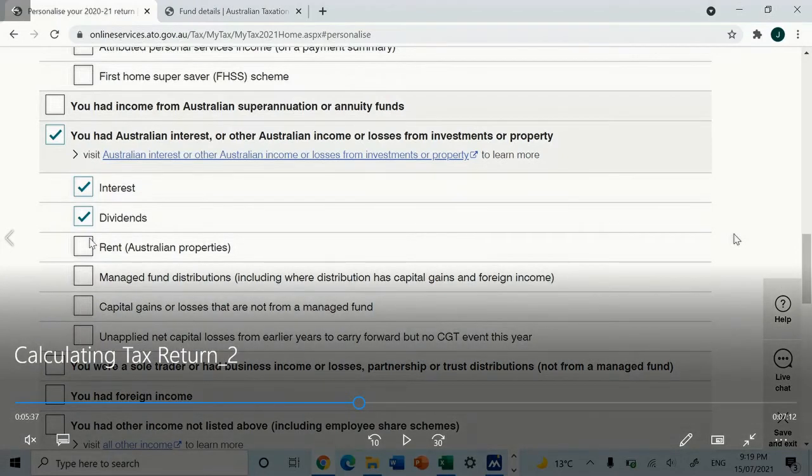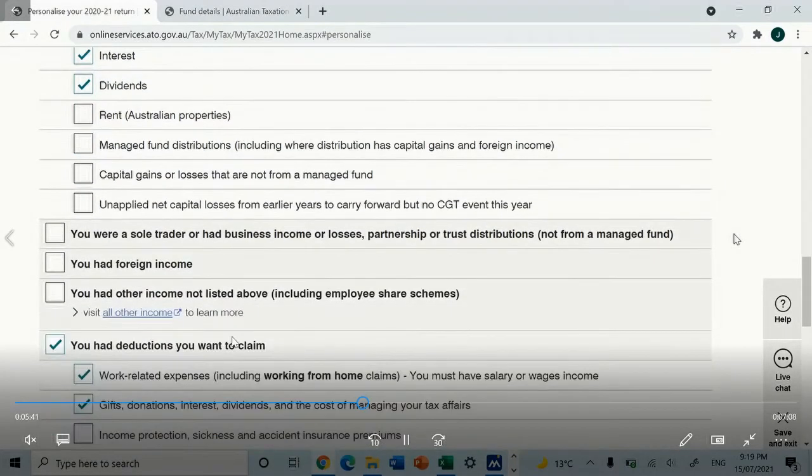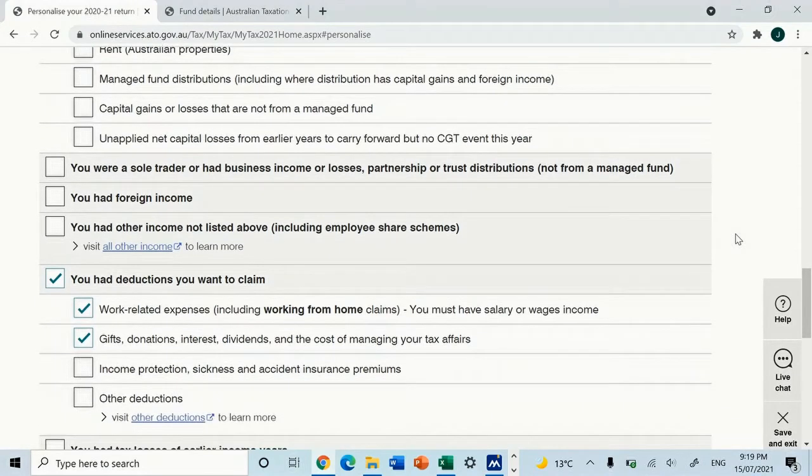I don't have a rental property, and these aren't applicable to me either. No CGT stuff. Sole trader, no, not this year at least. Foreign income, no. Other income including employee share schemes, well, there's dividends there. Deductions you want to claim.